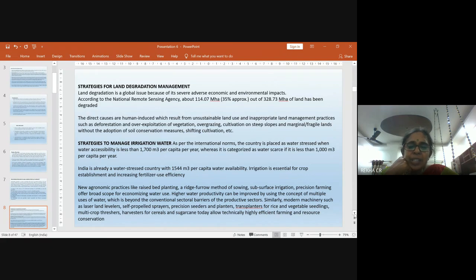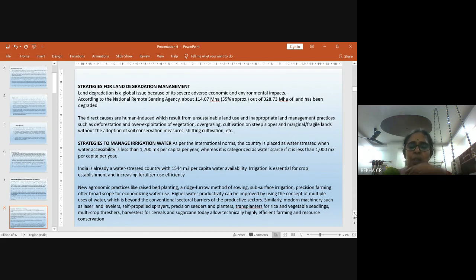So irrigation is essential for crop establishment and increasing fertilizer use efficiency. So a number of agronomic practices like raised bed planting, the ridge furrow method of sowing, subsurface irrigation, and precision farming offer scope for economizing water use.